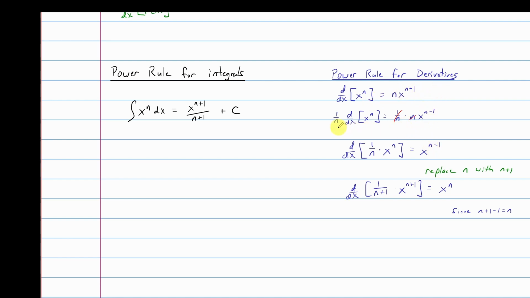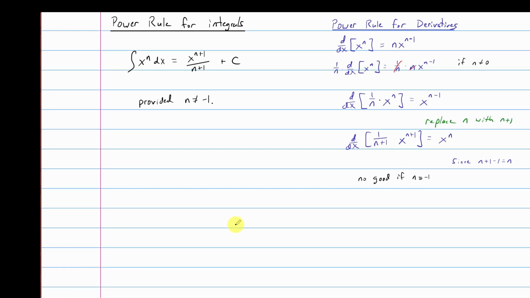And so in this step back here, when I multiply both sides by 1 over n, that only works if n is not equal to 0. When I replace n with n plus 1, instead of having a 0 here, I've adjusted things up by 1. So it's when this denominator is 0, or n is equal to negative 1. So we didn't have a condition for the power rule on derivatives, but we do for the power rule on integrals. It doesn't work when n is equal to negative 1. That seems like a little bit of a limitation, but we'll deal with that very shortly.